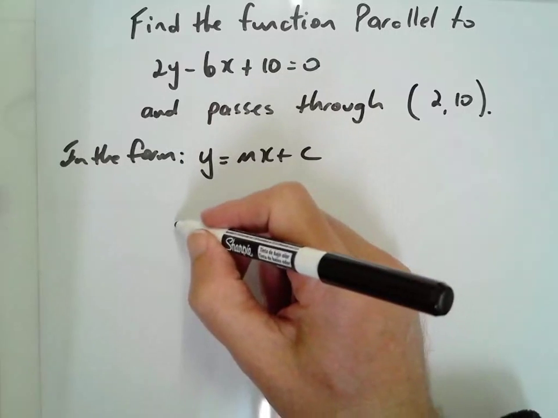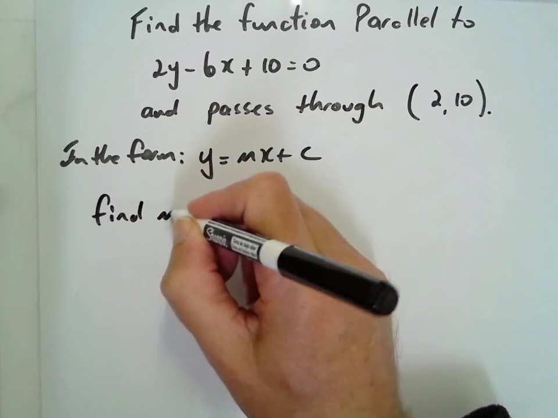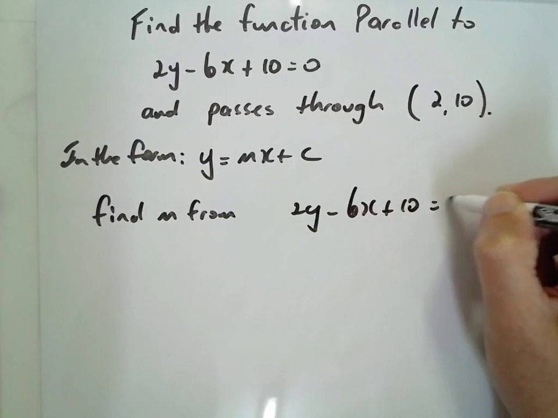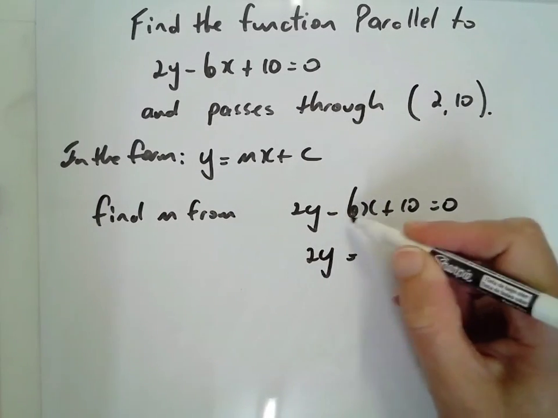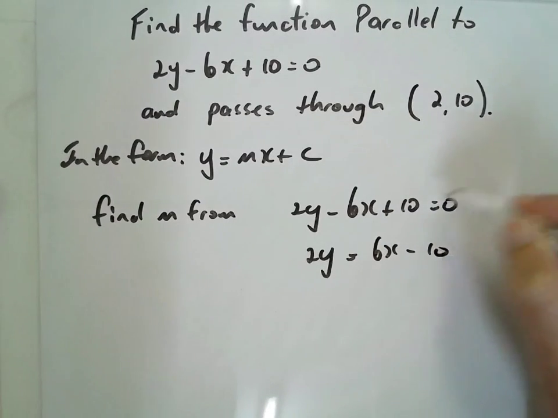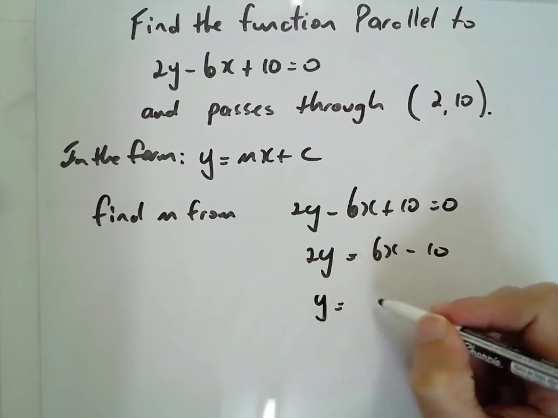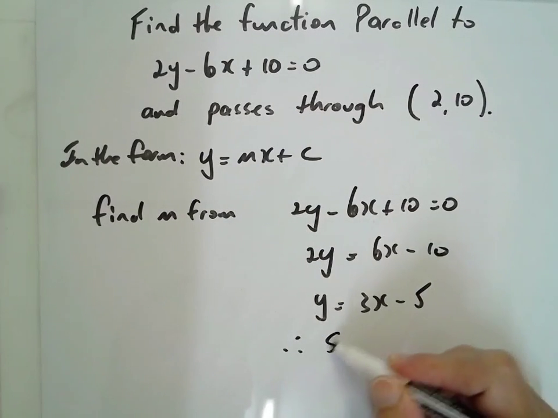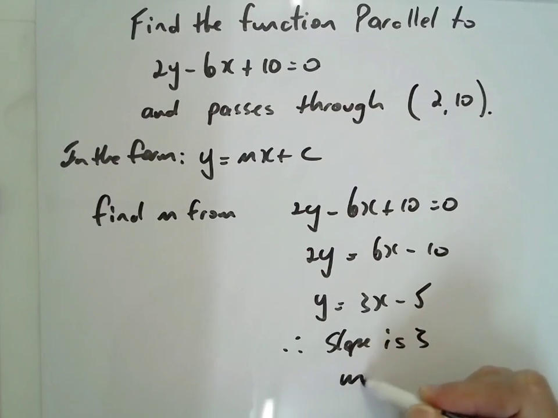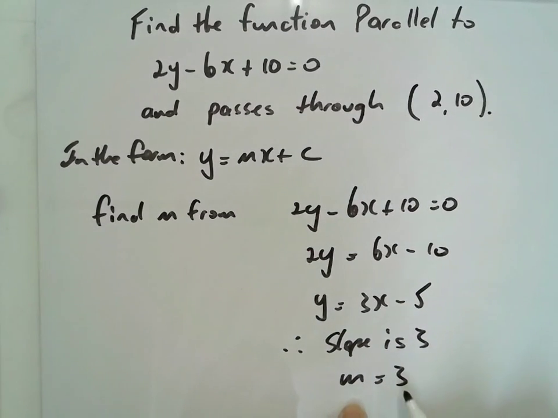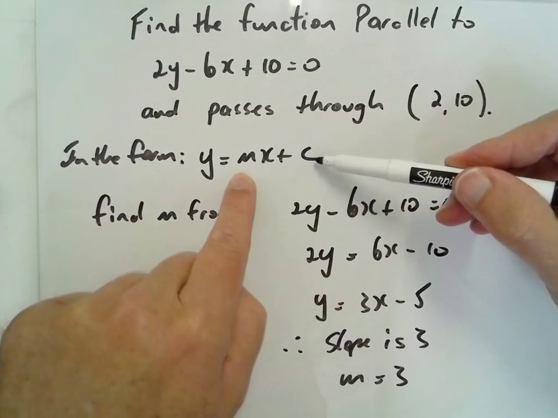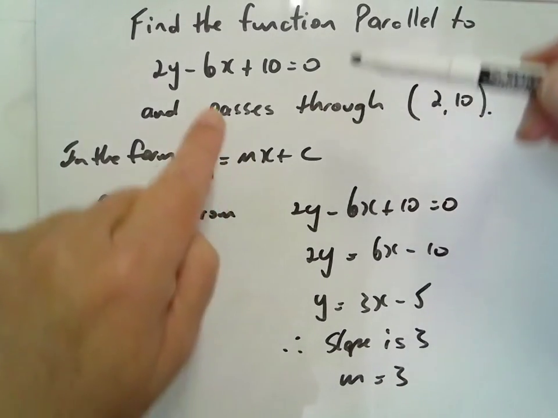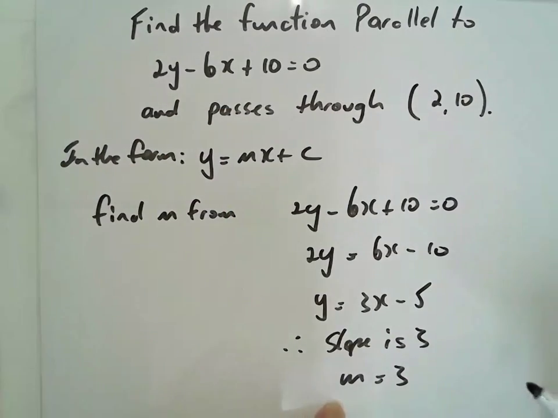Okay, so I'm going to take that function here. So find m from 2y minus 6x plus 10 equals 0 to y equals 6x minus 10, divide everything by 2, y equals 3x plus 5. Therefore, slope is 3, m equals 3. So as soon as we get that, this function is not y equals mx plus c anymore, it's y equals 3x, because the gradient of the new function is the same gradient as the given function here, which is 3.